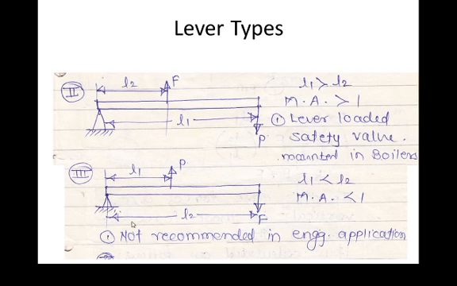Now the third arrangement is where L1 is less than L2, where the mechanical advantage is less than 1. You require more effort to lift the load.